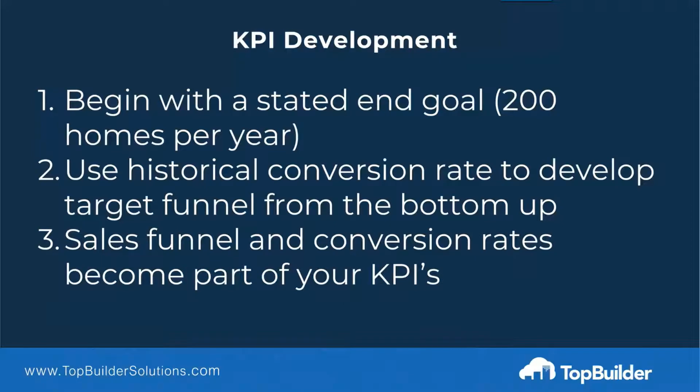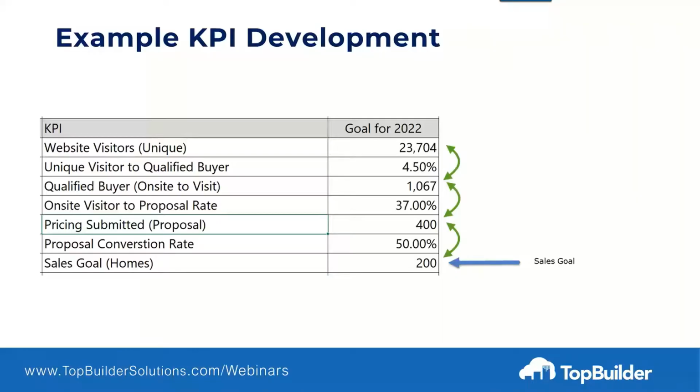Okay. And then the conversion rates become part of your KPIs, of course, like we already talked about. All right. So this is a pretty simple example of how we'll develop our KPIs, starting with the very bottom of the funnel and saying, okay, our sales goal for the year. And we talk about these in other webinars, but what we're going to do today, which is a little different, is these are going to become KPIs. Okay. So we're going to start with a goal. Our goal is we're going to sell 200 homes a year.